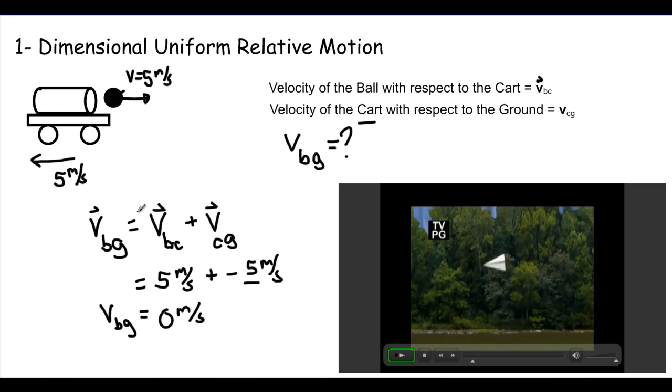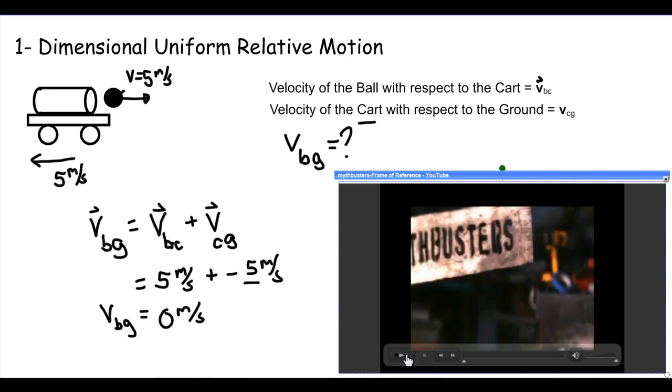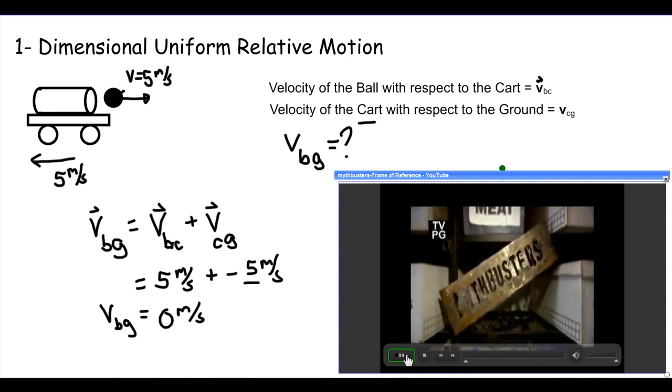And so if I were to take a ball and shoot it out exactly equal to the direction of the cart, the ball should have a 0 horizontal velocity. Is that true? Well, let's see. Let's go ahead and reset this, and then we'll watch this Mythbusters.